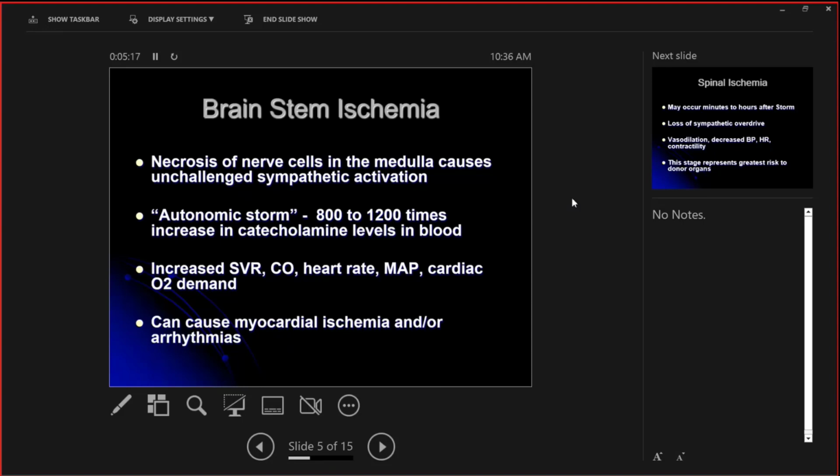And so what you have is increased systemic vascular resistance. You have cardiac output issues, heart rate problems, MAP problems, and you increase your myocardial oxygen demand. This can then lead to myocardial ischemia and/or arrhythmias. You know that catecholamines cause increased myocardial consumption of oxygen, and at the same time, they cause decreased coronary blood flow, and so it can be problematic. You can get arrests during that time.